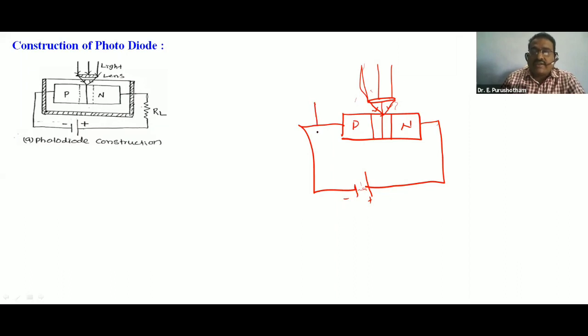So this total PN junction diode is kept in a sealed plastic or glass casing. The cover is so designed that the light rays are allowed to fall on one surface across the junction. So you see here, this left side, this right side, and the bottom surface are also painted. You can observe.